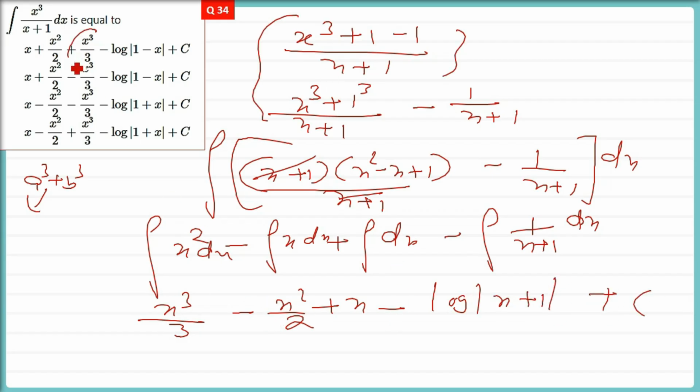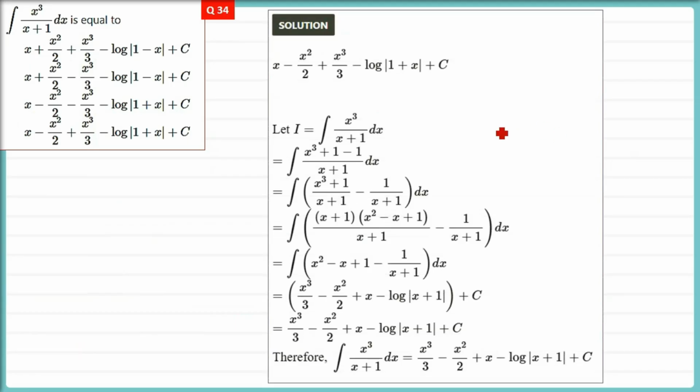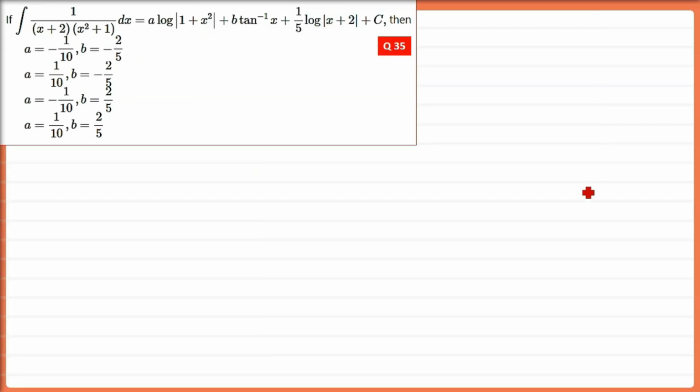So let's match it. The answer which we got and the question, it starts with an x. So this is how we match. All of them are matched, and that's your actual result. So this is how this has to be done. It seems to be a difficult question, but when you just add a 1 and subtract 1, it will be like cheese. 1 by x plus 2 and x square plus 1.